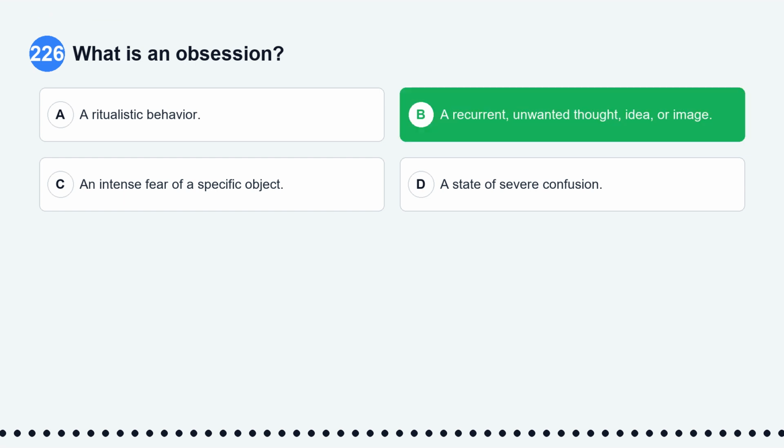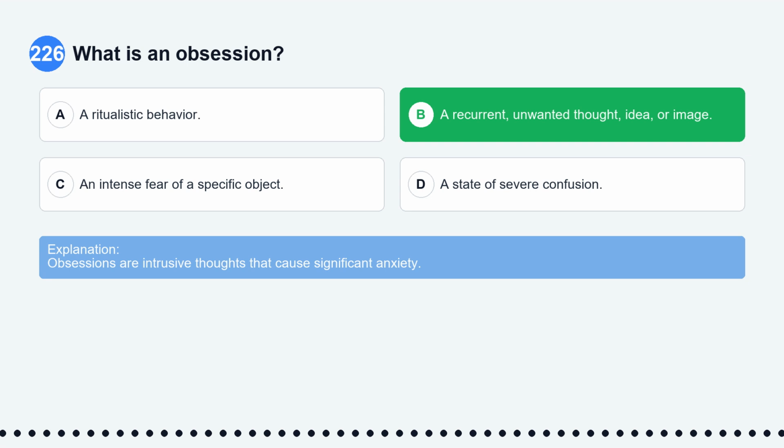The correct answer is option B. A recurrent, unwanted thought, idea, or image. Obsessions are intrusive thoughts that cause significant anxiety.